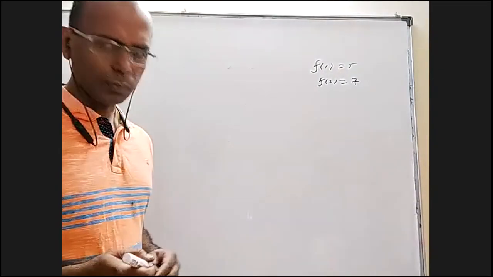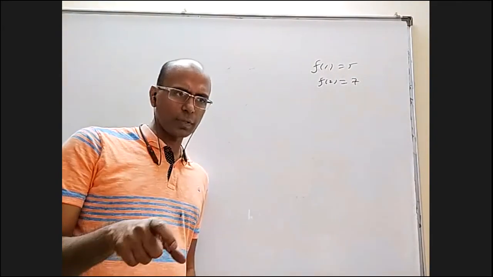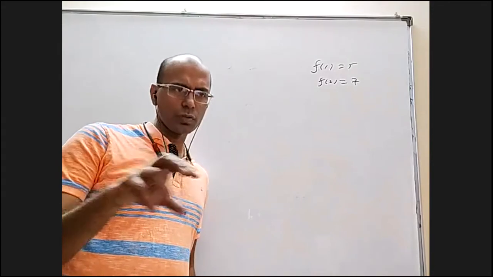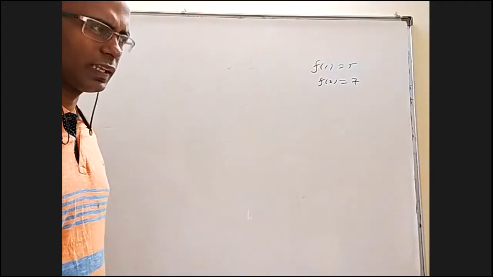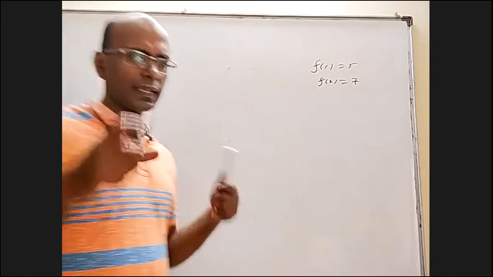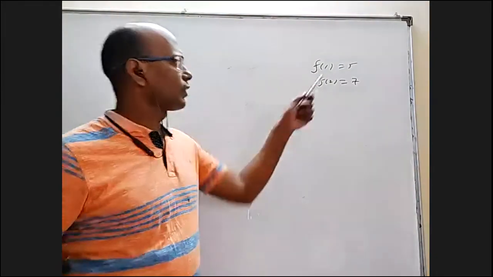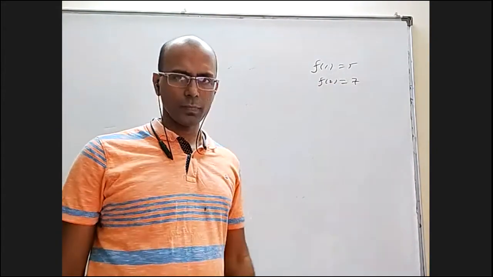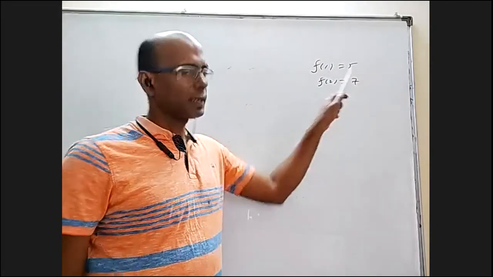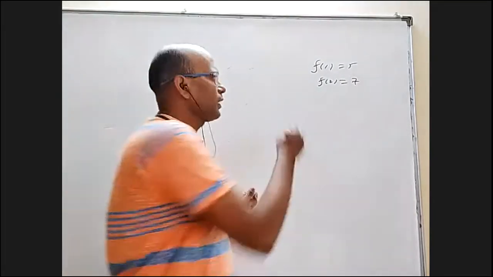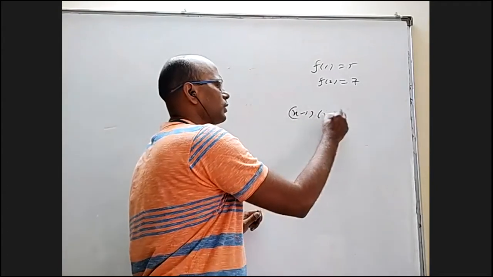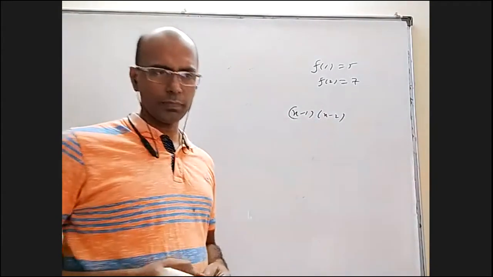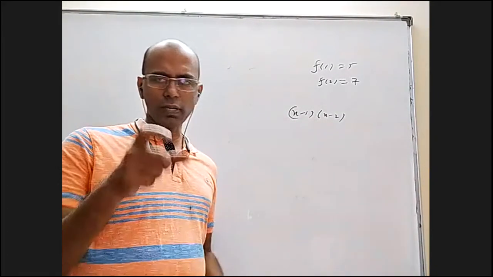I'm sure we gave some questions in the theory of equations chapter and also partial fractions maybe in the beginning. I don't remember, but in theory of equations somewhere we gave that there is a polynomial. When you divide with x minus 1, remainder is 5. When you divide with x minus 2, remainder is 7. When you divide with x minus 1 into x minus 2, what is the remainder?